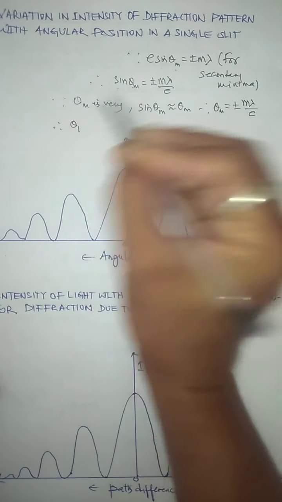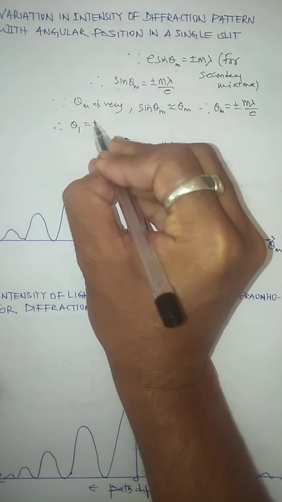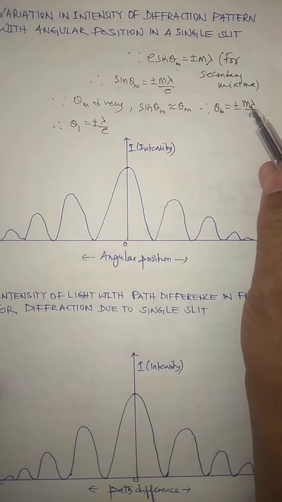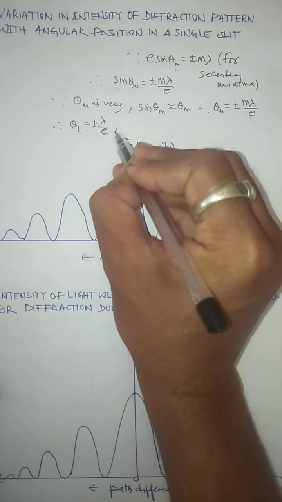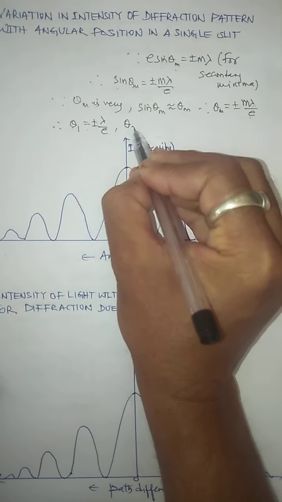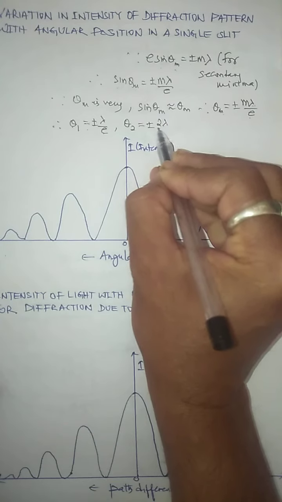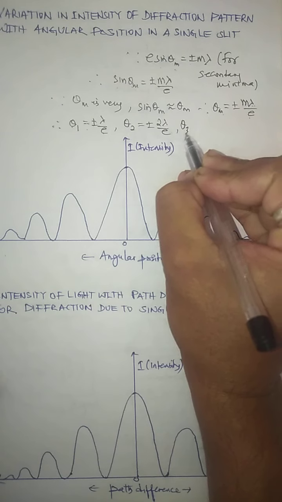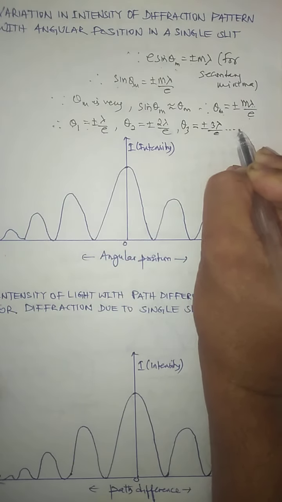Therefore I write theta 1. If I put m as 1, theta 1 equals plus or minus lambda by a, because 1 into lambda means lambda. So theta 1 equals plus or minus lambda by a. Similarly, if I put m equals 2, it will be plus or minus 2 lambda by a. Similarly, if I put m equals 3, it will be theta 3, plus or minus 3 lambda by a. So it will go on like this.